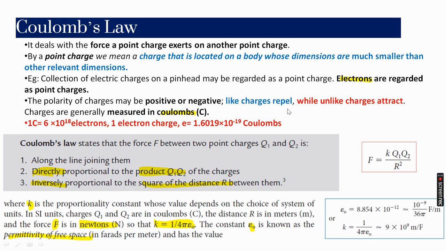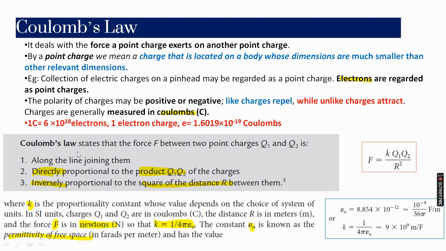So we already know like charges repel and unlike charges attract each other. How will you measure the charge? By means of coulombs. So 1 coulomb is 6 into 10 power 18 electrons. From that I can compute the charge of an electron, which is nothing but 1.6 into 10 power minus 19 coulomb.